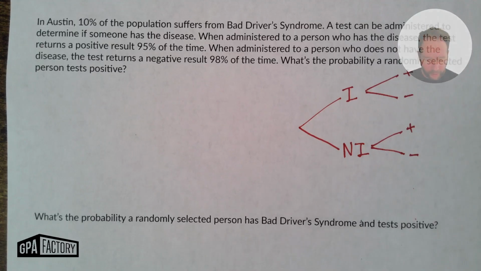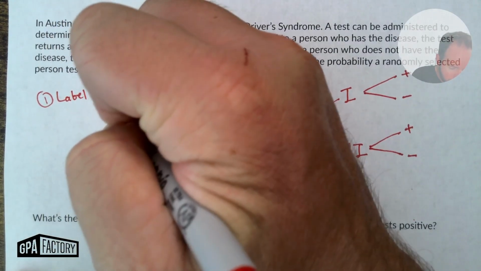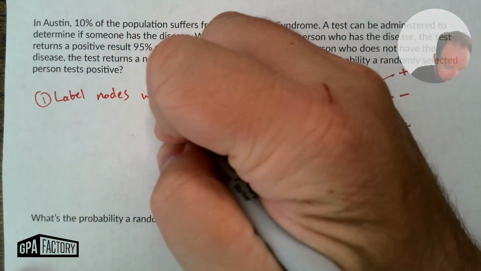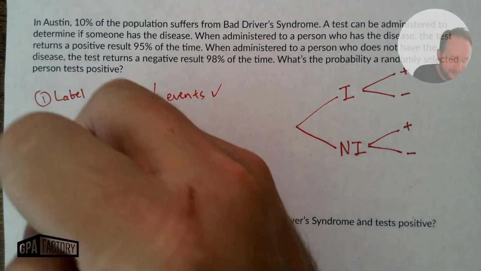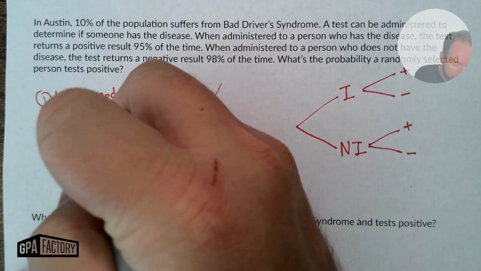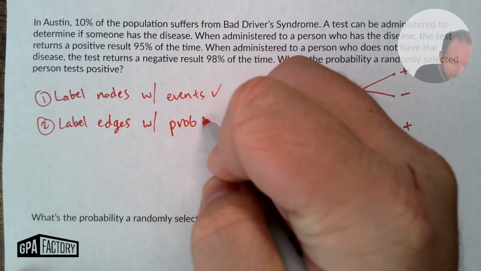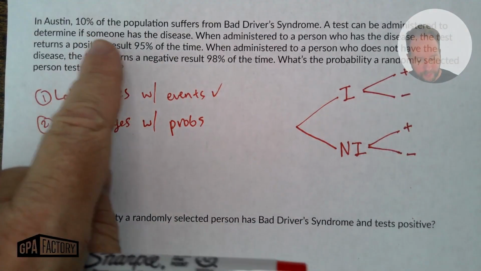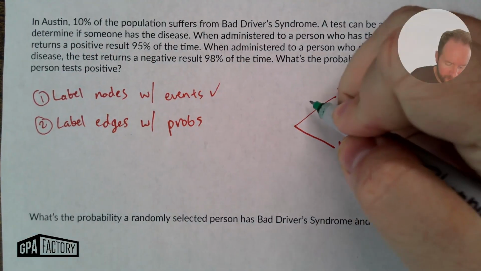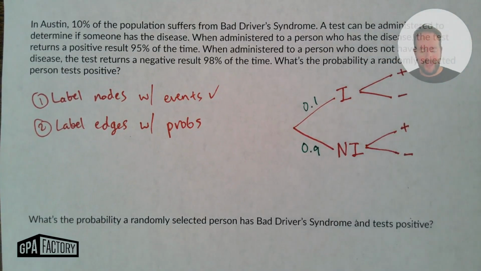All right, let's go. We've got our nodes labeled. So remember, step one is label nodes with events, which we've done. I would go ahead and check that off. Step two is to label edges with probabilities. And they told me that the probability of somebody having bad driver syndrome is 10%. So I'll put a 0.1 here and therefore a 0.9 here. If 10% of the population has bad driver syndrome, then 90% does not.